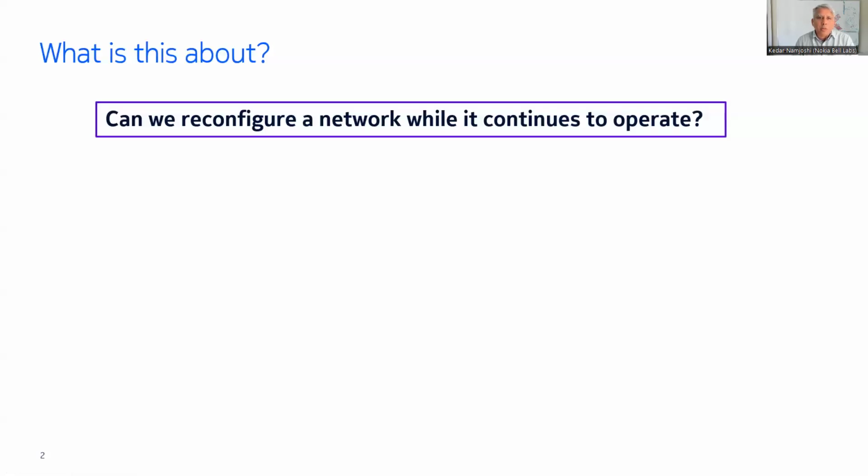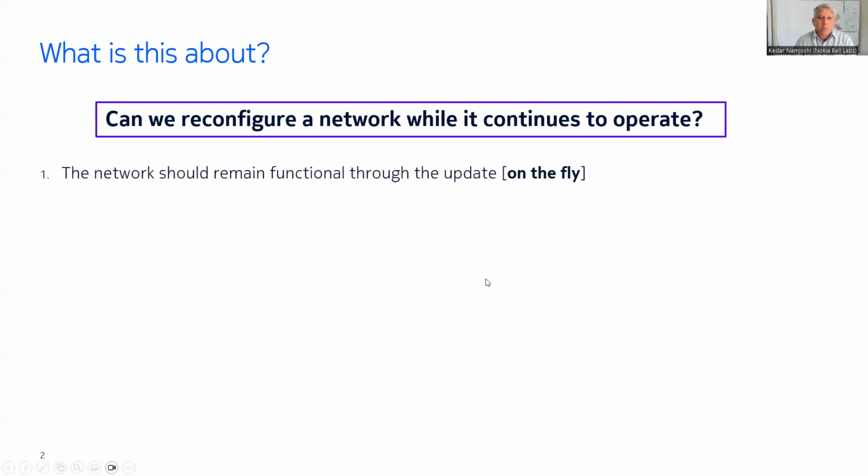So this work is about network route reconfigurations. Reconfigurations happen all the time due to things like congestion, failures, maybe changes in security policies, and so forth. The challenge is to reconfigure a network as it continues to operate. So for any update method, this should be the first requirement, that the network stays functional throughout the update. And we call such methods on the fly.